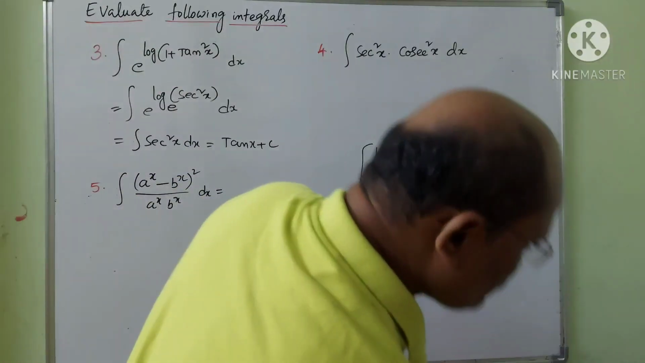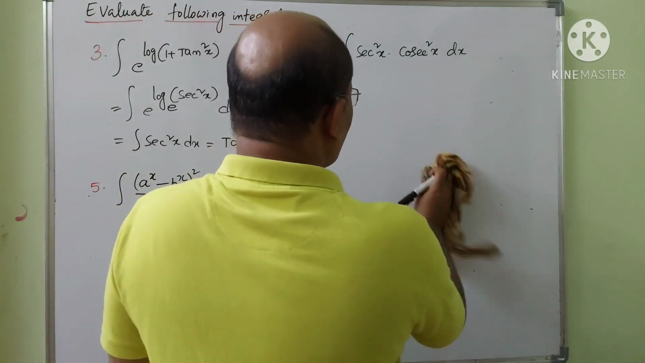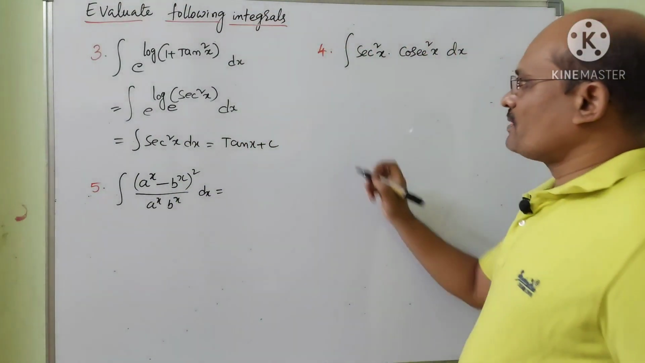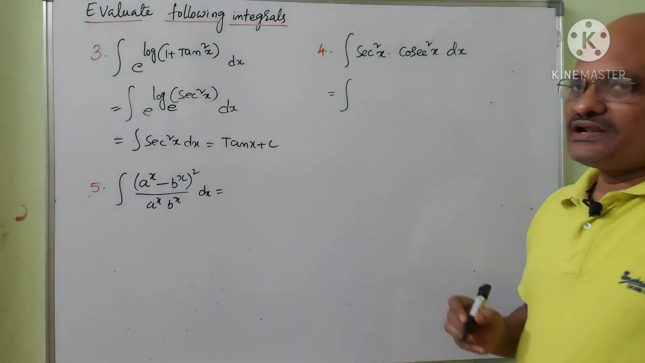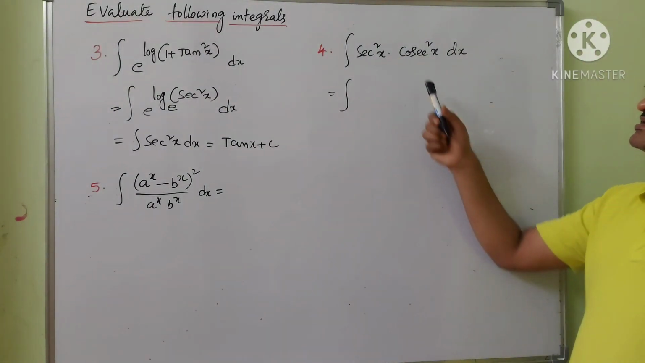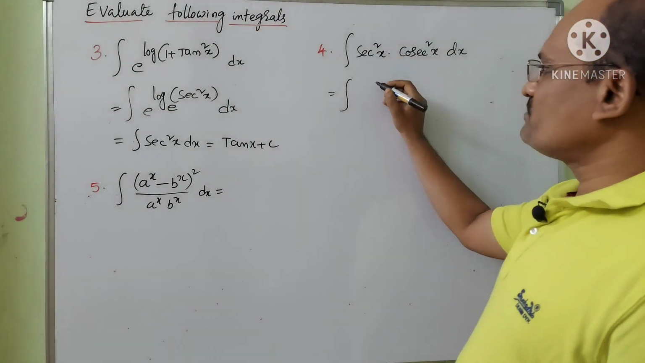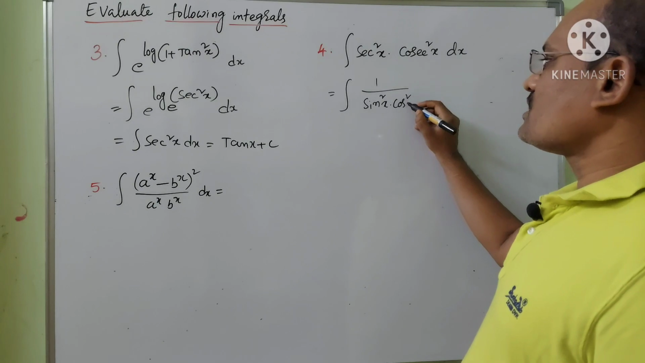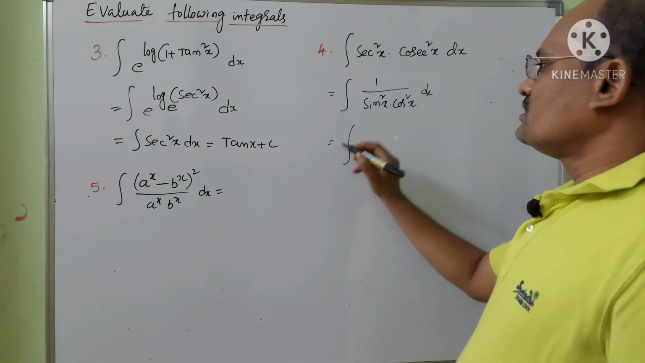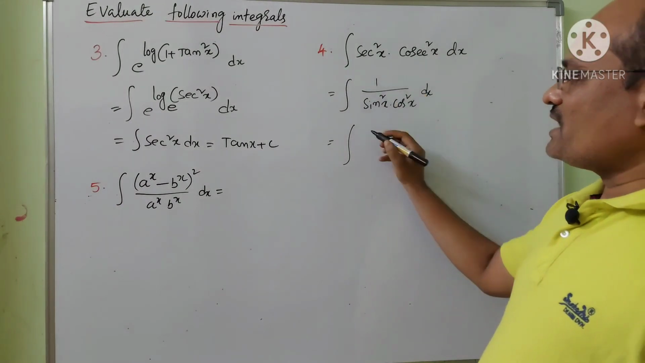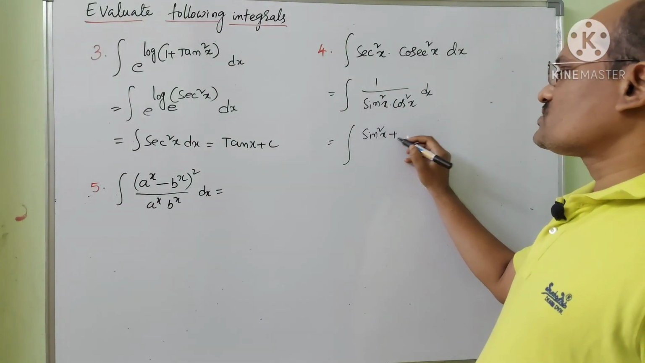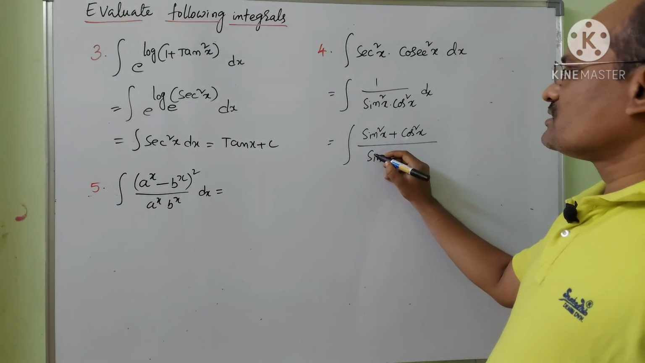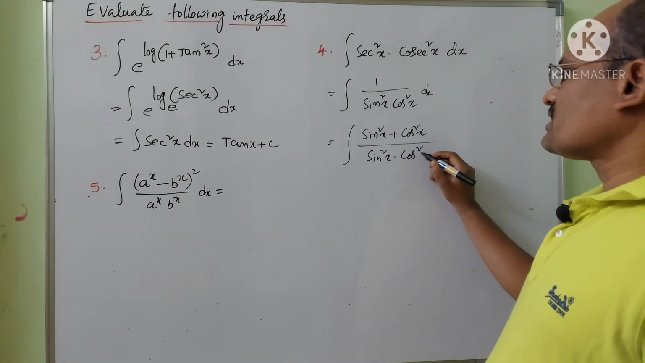Now I want to do problem number 4: integral of secant square x into cosecant square x dx. You know very well, secant square x is 1 by cos square x, and cosecant square x is 1 by sin square x. If you multiply, you will get 1 by sin square x into cos square x. Now write 1 as sin square x plus cos square x, by sin square x into cos square x.